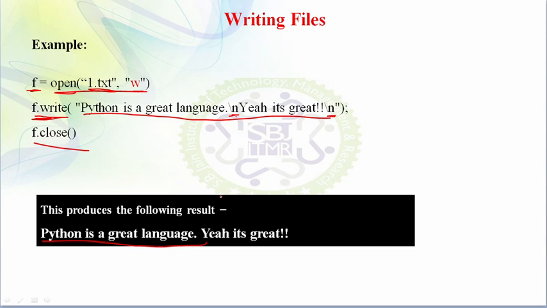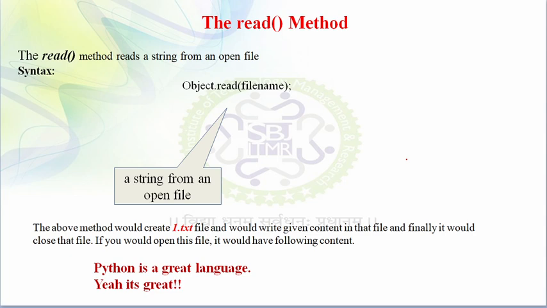Here the passed parameter is the content to be written into the opened file. The write function will write all the contents into 1.txt. Suppose 1.txt is not existing, then it will first create 1.txt, and then it will write this particular string into my file 1.txt.